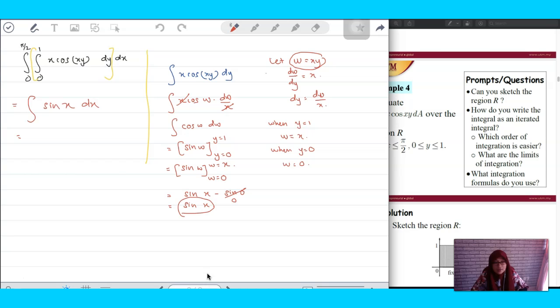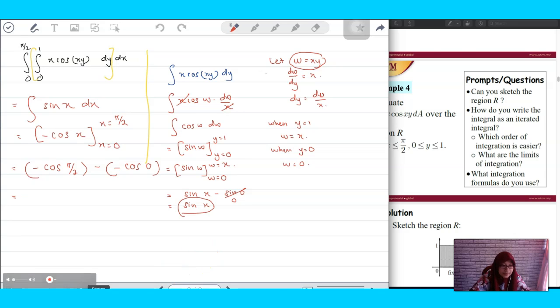So can we integrate sin x easily? Yes, of course. What is the integration of sin? Minus cos x. And the limit of x is from 0 to pi over 2. So we have negative cos pi over 2, subtract negative cos 0. Okay.